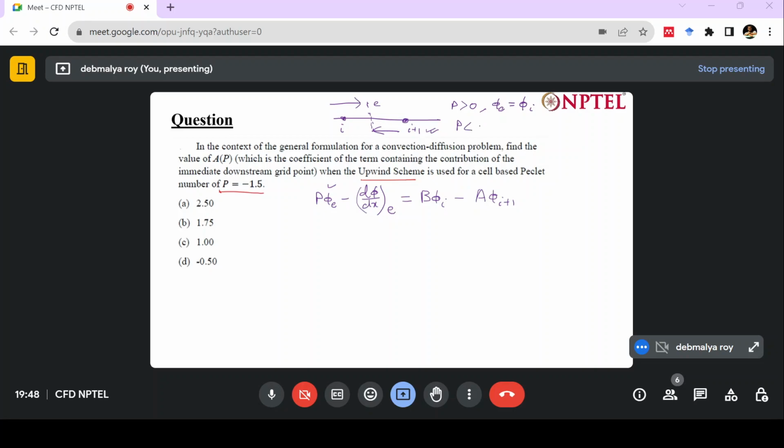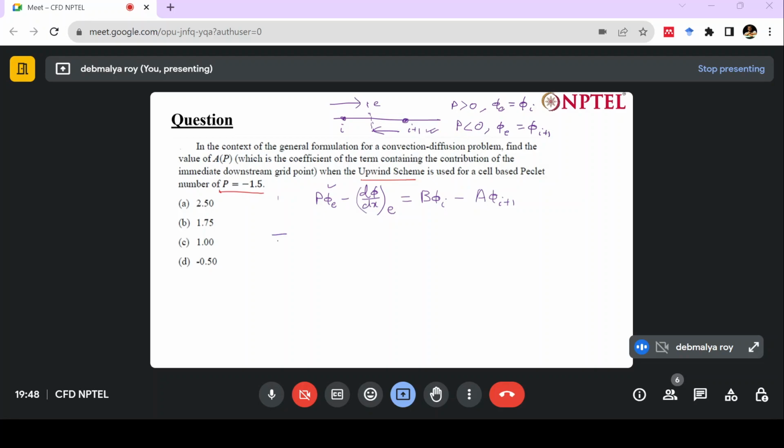If P is negative, then we have phi E is equal to phi I. It will simply assign the value of the upstream point to the interface because it is an advection process. In an advection process, the direction is very important. So here P is negative.